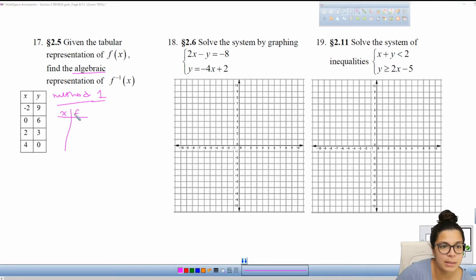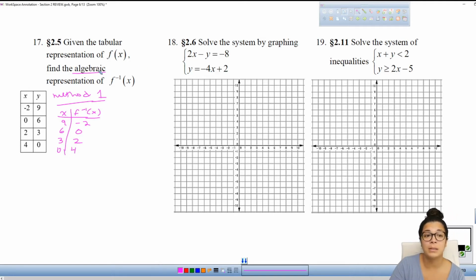So this is the table for the inverse function. So we have 9, -2, 6, 0, 3, 2, and 0, 4. So I can't just call this my answer, because they didn't ask for the tabular representation of the inverse. They asked me for the algebraic representation of the inverse. So they're asking me for the equation.